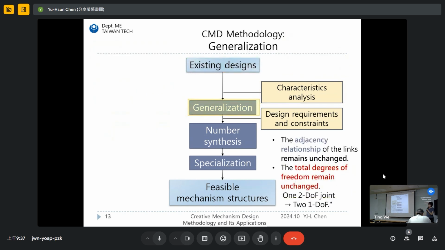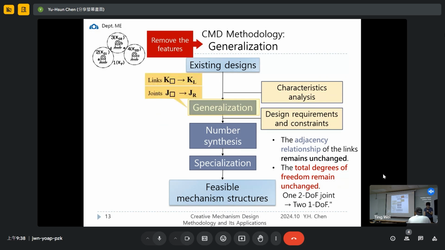That is the generalization. What is generalized? It is something we say is generalized. That means in this step, we will remove the features of the mechanism. What is the feature of a mechanism? For example, we just introduced many kinds of links and joints, right? So what about the generalization? That is, no matter originally what kind of link and what kind of joint is applied, in this step we will make it the most general one.